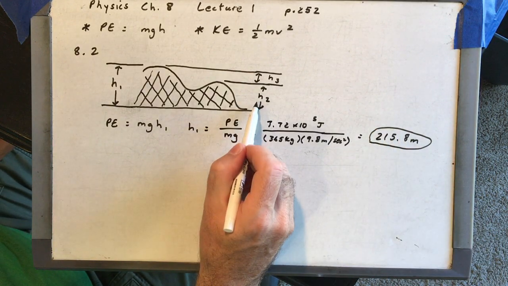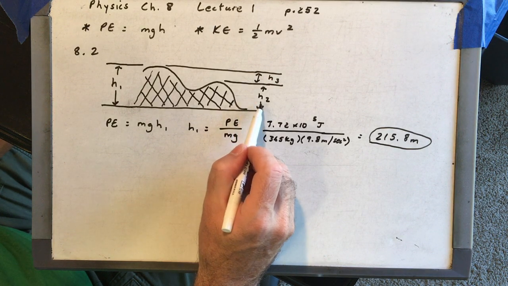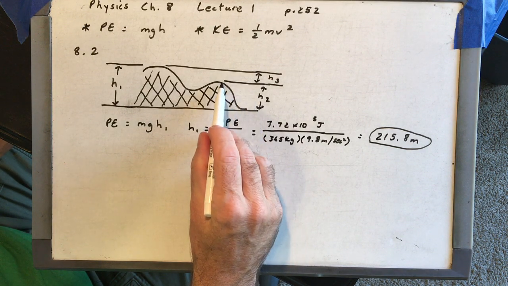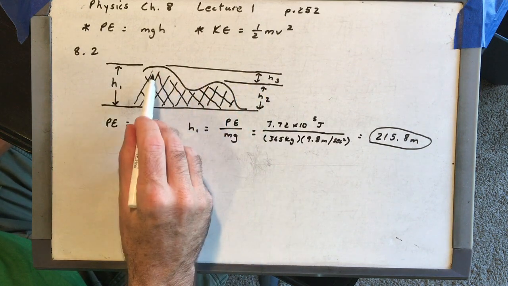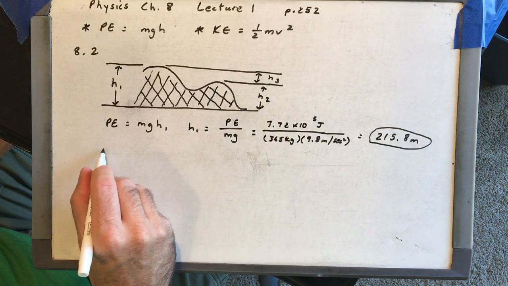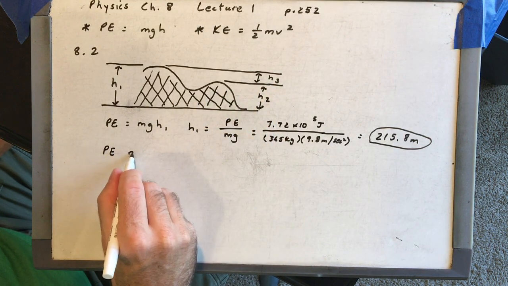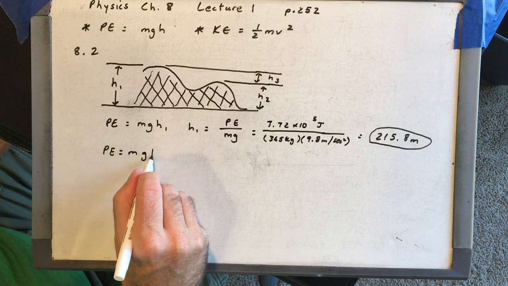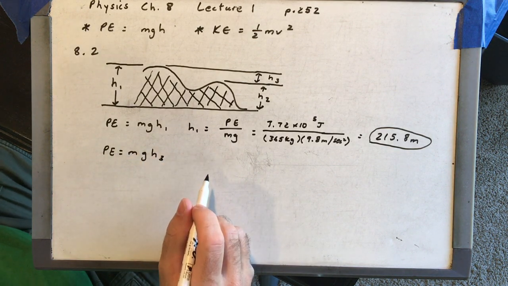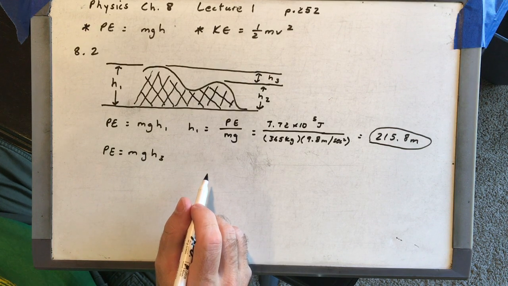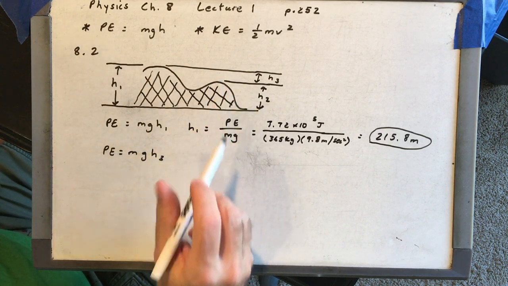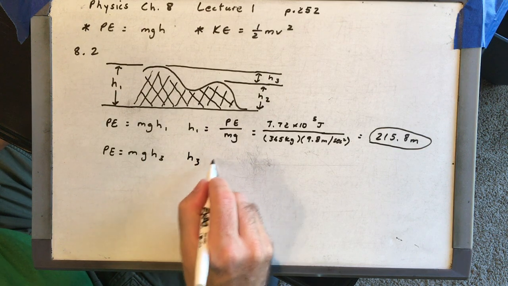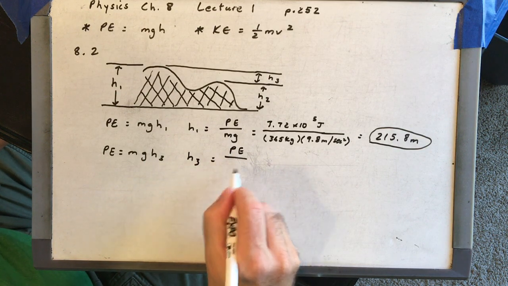It also wants H2, but we weren't given information concerning the potential energy from this hill to the ground, but we were given enough information about the potential energy between H1 and H3. So the second potential energy is mgh3, okay, because it says the potential energy relative to the ground and relative to the next hill. Okay, so that would be this distance. So H3 is equal to potential energy over mg.